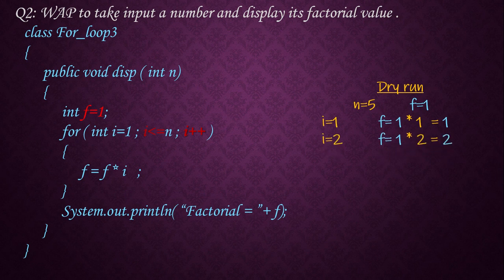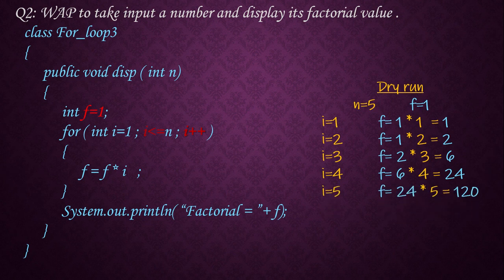Next I value is 2. Previous value of f was 1. New value of I is 2. So 1 into 2 is equal to 2. So 2 is stored in f. Now I value is 3, and previous value of f was 2, into 3, the current value of I. So we get 6. I value is 4. It is multiplied with the previous value of f, that is 6, to get 24.